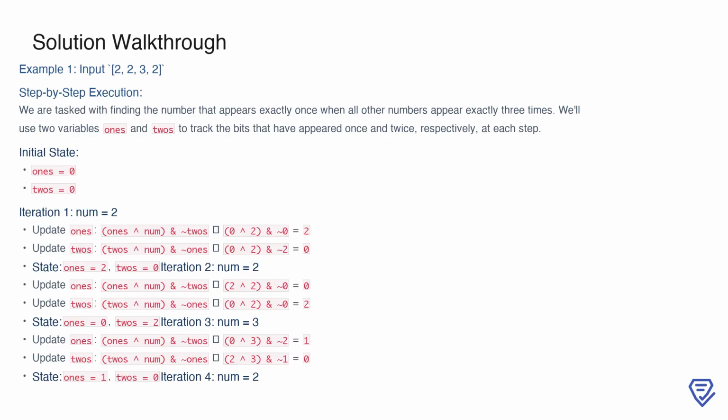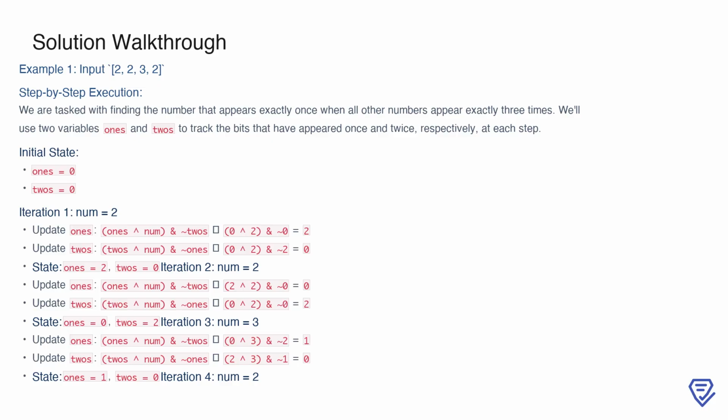To solve this problem, we use 2 variables, ones and twos, which help us track the bits that have appeared exactly once and twice, respectively. Initially, both ones and twos are set to 0. Then, as we iterate through the input array, we update these variables based on the current number. For the first number, 2, we calculate ones as ones XOR num, and not twos, which evaluates to 2, and twos as twos XOR num, and not ones, which remains 0. After the first iteration, the state of our variables is ones equals 2 and twos equals 0.